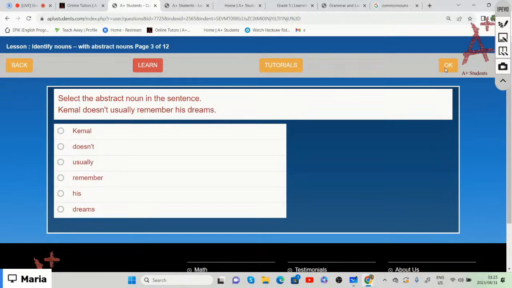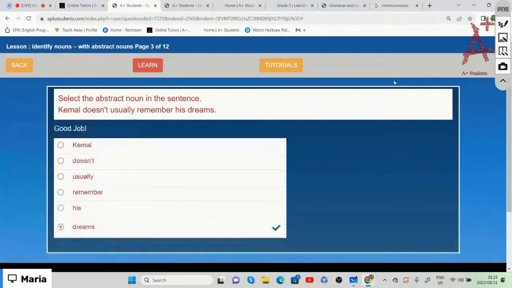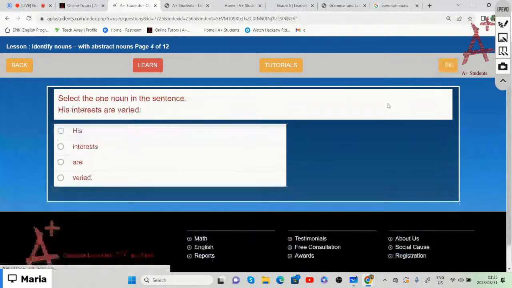All right, so if we select the abstract noun within the sentence, we will select dreams, right? Dreams. So at night, yes, we remember our dreams, or sometimes we don't remember our dreams. We have our dreams, but it doesn't mean that we can physically see our dreams. Things happen in our dreams, right? But it doesn't mean that it physically happened like that.